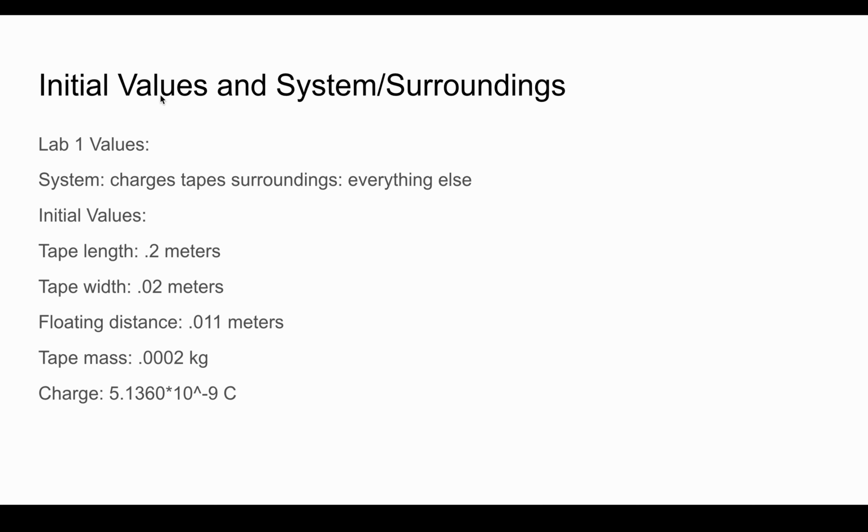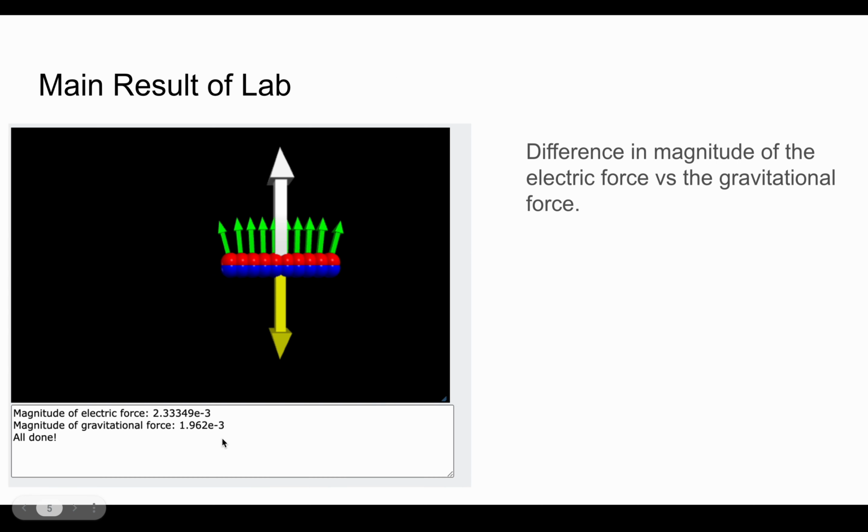The initial values and system surroundings are all from Lab 1. The system is the charged tapes, and the surroundings are everything else. The initial values are: tape length 0.2 meters, tape width 0.02 meters, floating distance 0.011 meters, tape mass 0.0002 kilograms, and charge 5.36 times 10 to the negative 9 coulombs.